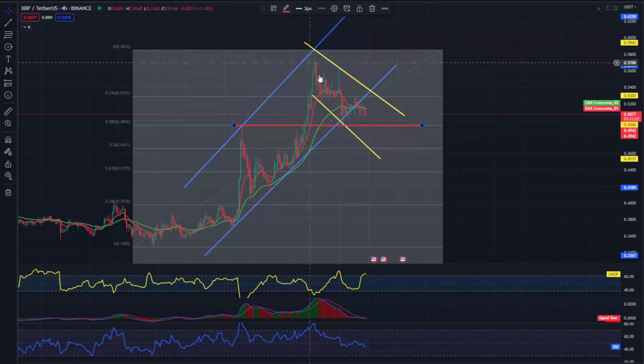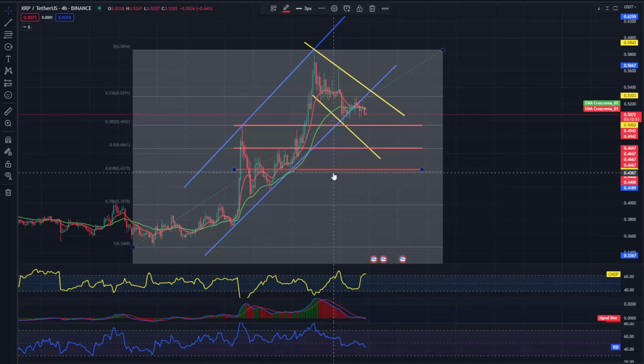Let's start by marking the places of support for the price, and we see that we first have support at 49 cents, but if the price goes lower, we have another support at 47 cents, then at 44 cents, and another support priced at 40 cents.